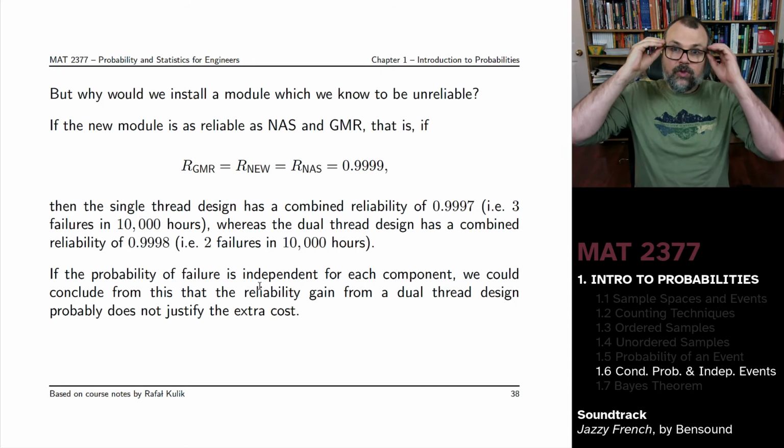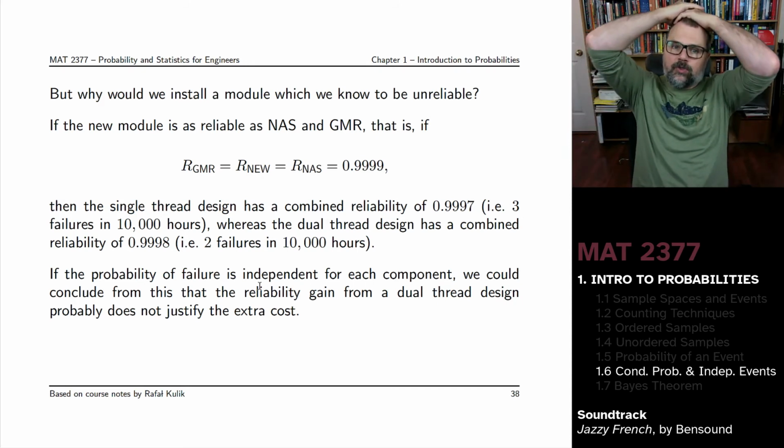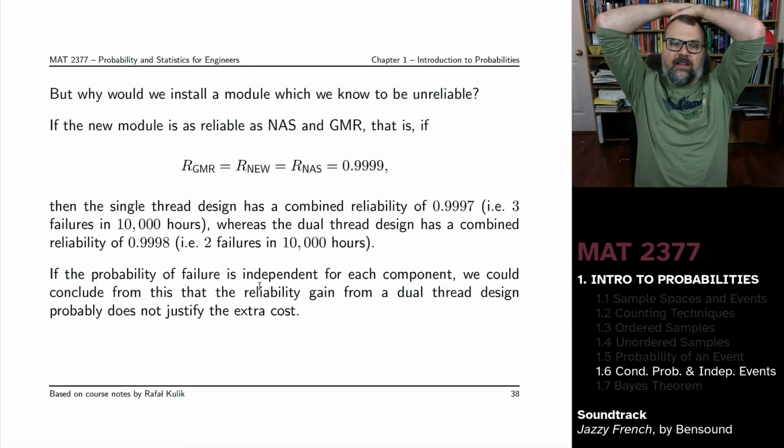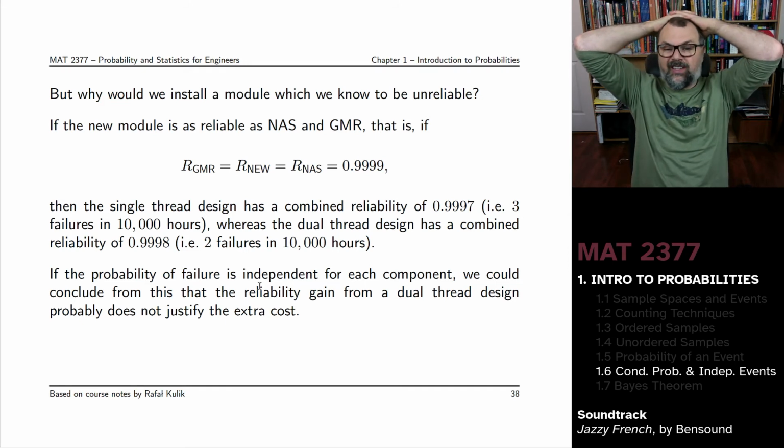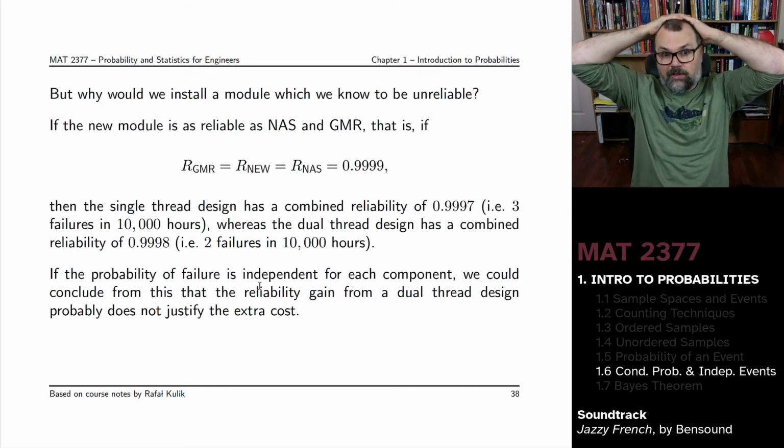If it turns out that the new module is as reliable as the other two modules were, then the single thread has a combined reliability of basically 0.9997. That's 3 failures in 10,000 hours. And the dual thread would have a combined reliability of 0.9998. 2 failures in 10,000 hours. It doesn't seem like you would gain that much by having a dual thread. And if that component is expensive, well, you might actually procure savings for your group by just not installing a second component, not purchasing it.